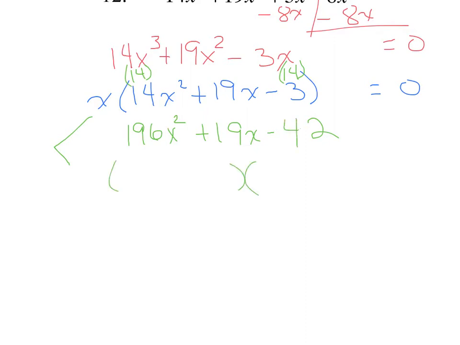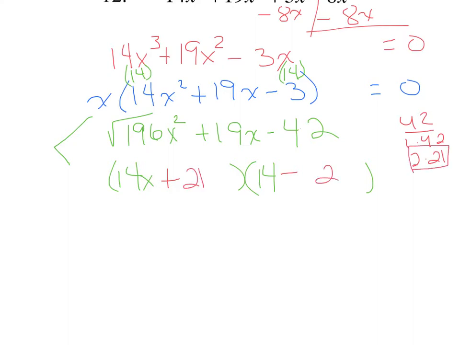So now we square root this term, which is going to give us back the 14x. The first sign, the second sign. So we need factors of 42 that subtract to make 19. You might need to make a list over here. So 1 times 42, 2 times 20. Oh, there we go. 2 times 21. When you subtract 21 and 2, you get 19.